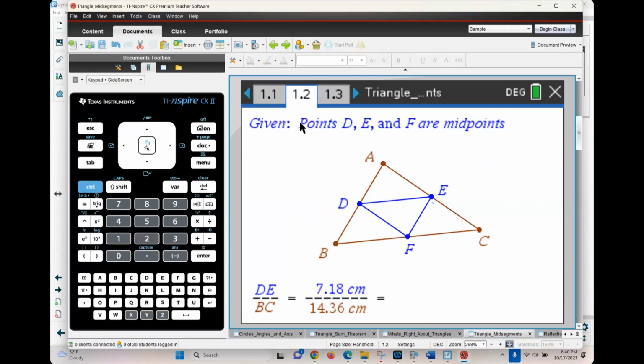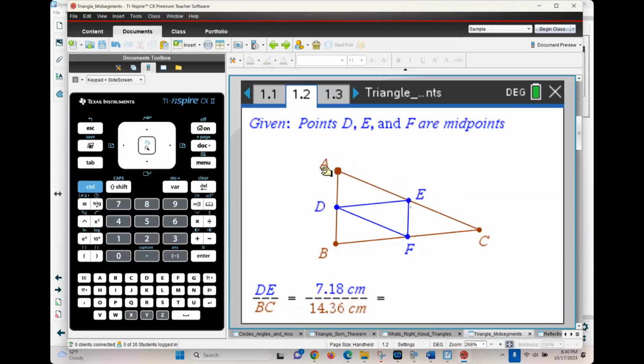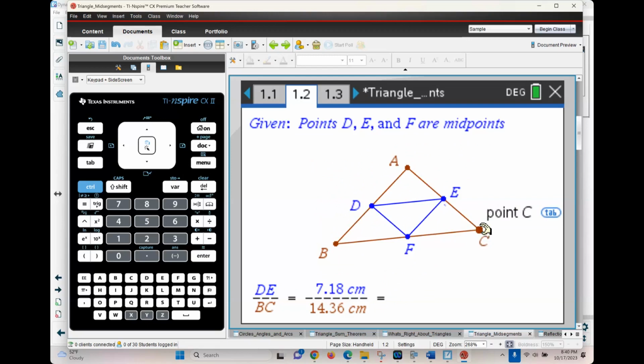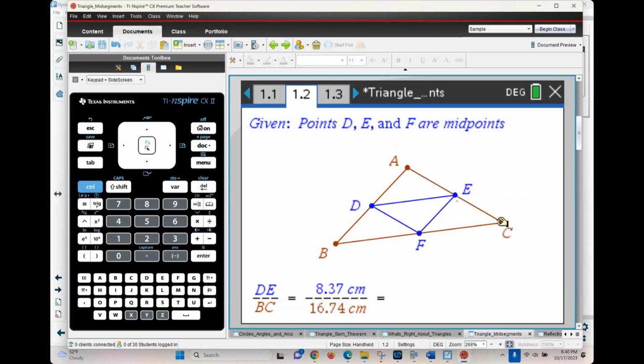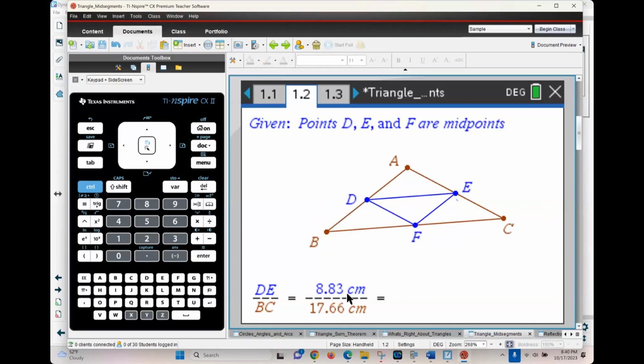So I'll go to page 1.2 and notice we have triangle ABC with DE and DF midpoints. They were constructed that way. So I have DE measured and I have BC measured, okay? And I want to know what's their ratio. And just by looking at it, I can do mental math pretty good, but my students might not be able to. So again, I grab point A and that doesn't change any, but if I grab point C, notice that the side lengths change. And so what I'd like to do is actually calculate the ratio.